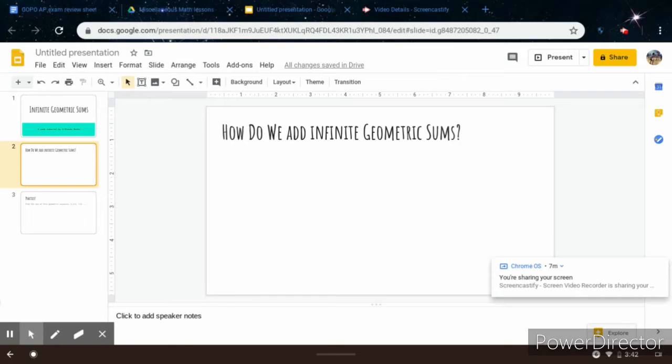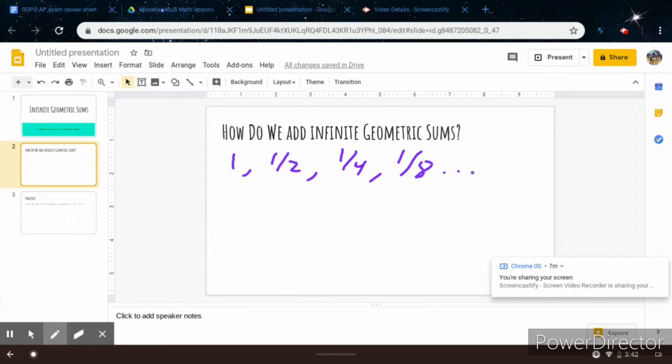So how do we actually add an infinite geometric sum? Like in the geometric series, we have an infinite amount of terms. So how do we actually add something that goes on forever? I'm going to show you a very basic example. We can have the series 1, 1/2, 1/4, 1/8, and so on.